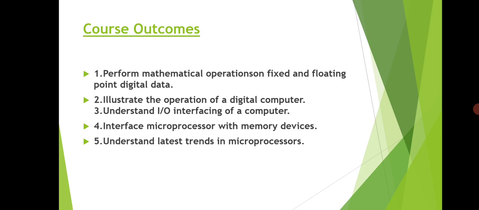Coming to the fourth one, interfacing the microprocessor with the memory devices. In a system you will have processors like Intel i3, i5, i7. These processors are nothing but microprocessors. How are we going to interface these microprocessors to memory devices? Our memory devices are RAM, ROM, external hard disk, CD-ROM, floppy disk, and we also have pen drives. You should have an idea of how they are interfaced to your microprocessor.